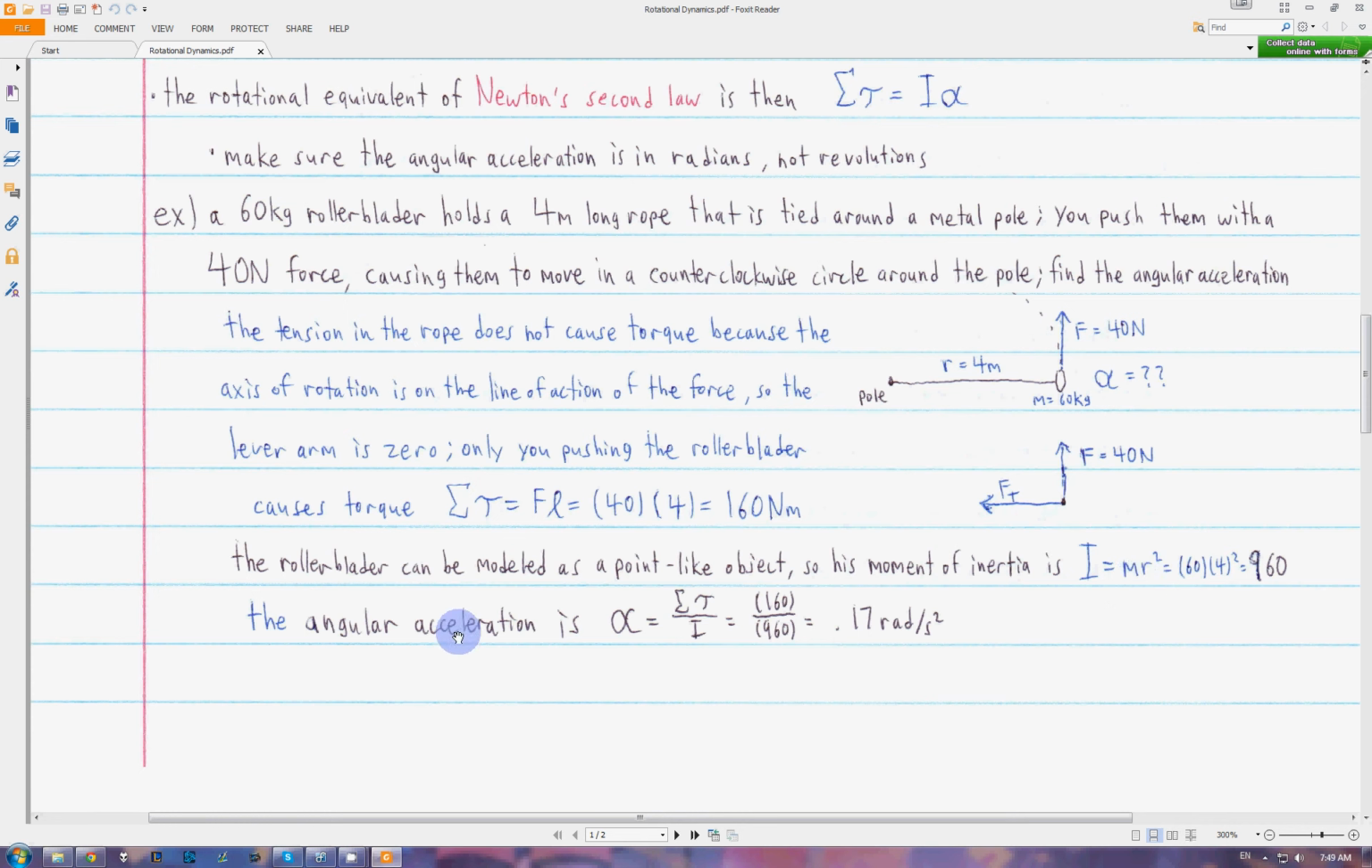Then his angular acceleration is the net torque divided by the moment of inertia, which is 0.17 radians per second squared.